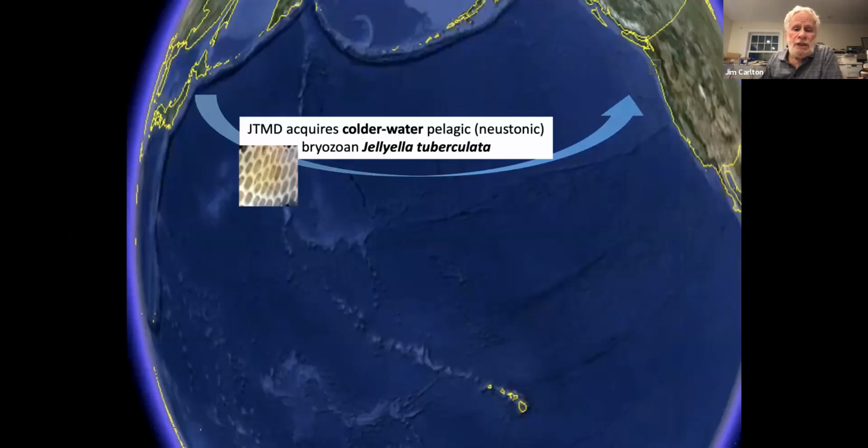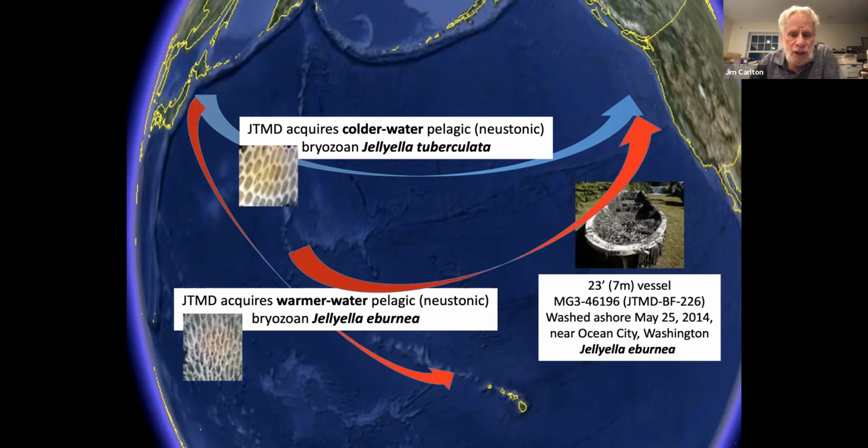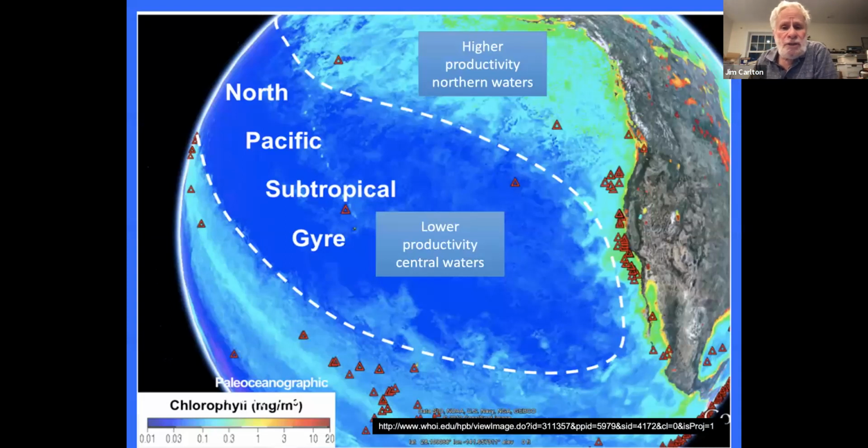Another way for us to track where the objects had been was that as they went to sea, they acquired different species of pelagic organisms, neustonic organisms that live at the surface of the water, that are native to the open oceans. In the North Pacific, the bryozoan that lives on the high seas on debris and wood and so on is called Jellielella tuberculata, but it has a congener down in warmer water, called Jellielella eburnea. So when a vessel showed up in Washington with Jellielella eburnea, it told us that that vessel had taken a steep dip into lower latitudes before being turned back up and heading back to North America.